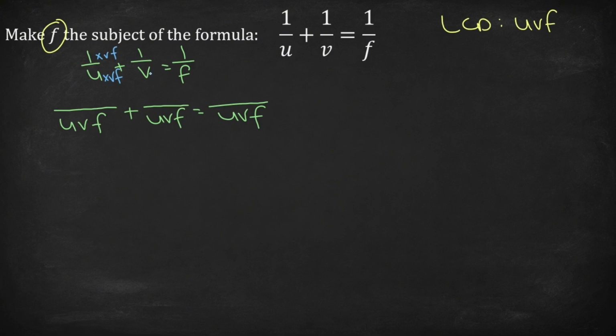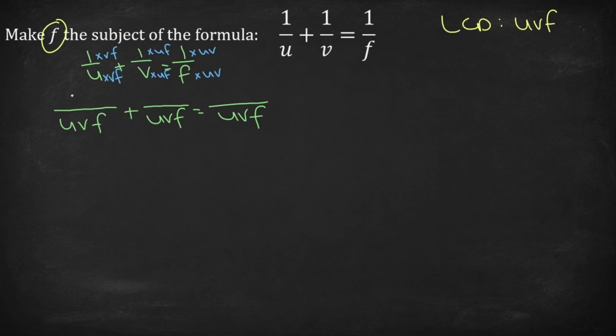Let's have a look at this denominator. What do I have to multiply this v by to make it the same as the LCD? Yes, you have to multiply by uf. Then you will have uvf. Okay, and what you do at the bottom, you do at the top. And the same with this f. I have to multiply by uv. Okay, and what you do at the bottom, you do at the top. And now I'm able to write the denominators.